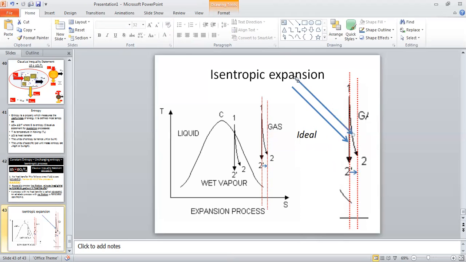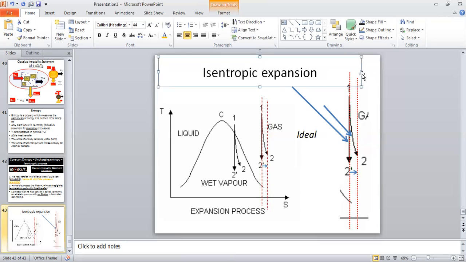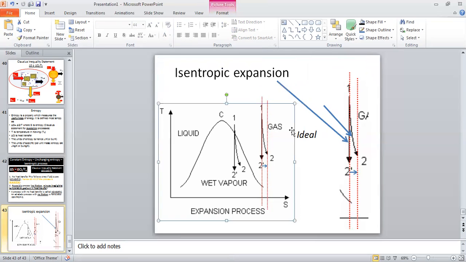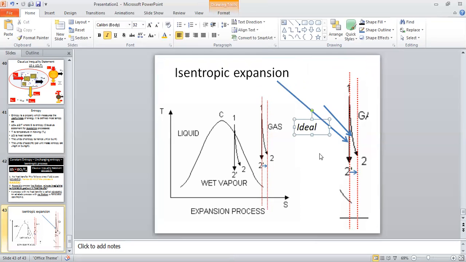This one is not isentropic. Okay, this is not isentropic. So we would say this is non-isentropic. So this is isentropic expansion. Ideal. So this is actual. Actual.